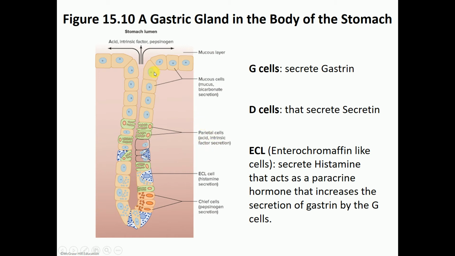And then all the way up here, we have mucus cells, and these mucus cells secrete mucus, obviously, and bicarbonate, and those are the protective layer of the stomach. That mucus and bicarbonate is going to protect the stomach from all of that hydrochloric acid that's being secreted. We need to introduce these D cells as well, and those secrete secretin.